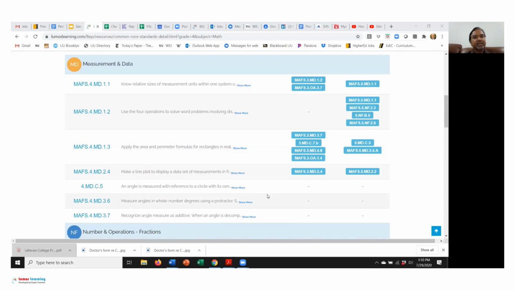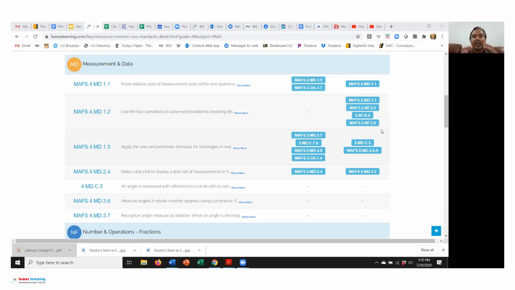I can quickly tell that MAFS.4.MD.1.1 has 2 foundational standards and 1 dependent standard, right? So now if you look at, for example, the one below that, which is MD.1.2, it tells me that that's a very important standard because that is going to be foundational to a number of things that the students would learn when they graduate to 5th grade.